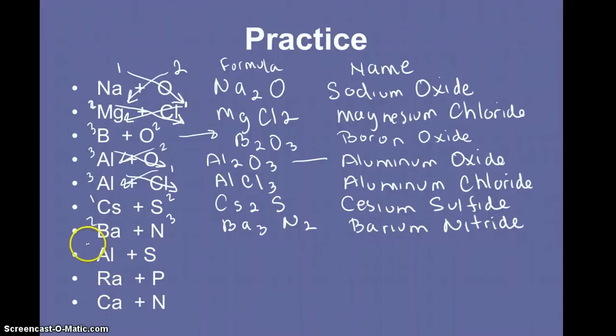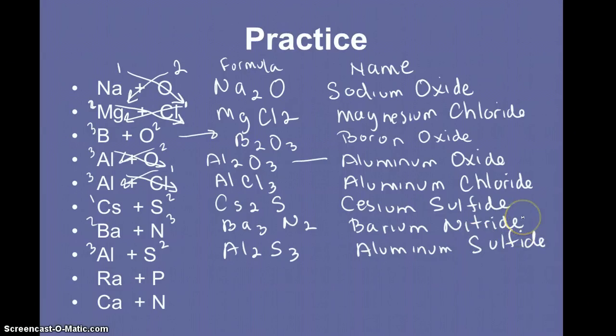The next one, aluminum. You've probably had that memorized by now. It has an oxidation state of 3. And sulfur has an oxidation state of 2. Yes, they switch. Easy enough. Al2S3. What do I call that? Don't forget it ends in ide. Aluminum sulfide. Very good. Two more to go.